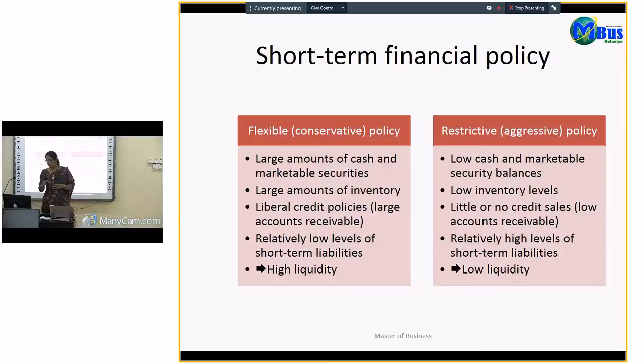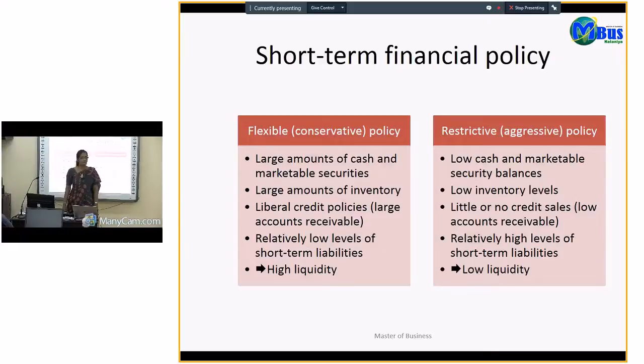So what is the best working capital management policy or short term financing policy? Which one is the best? These are the two extremes, right? Firm should not go for either restrictive policy or flexible policy. They have to be in the middle, right? Being in the middle means maintaining the optimal financial policy, right?